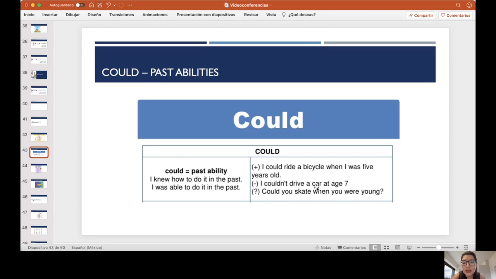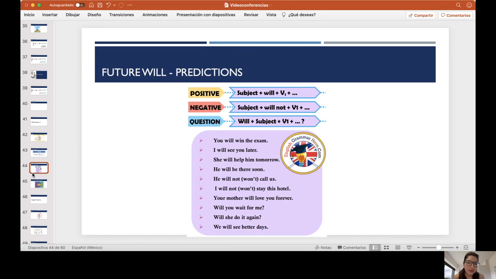Then we have, I couldn't drive a car at the age of 7. Of course, nobody could do that. I couldn't drive a car when I was 7. Could you imagine? Okay. And questions. Could you skate when you were young? Yes, I could. These are the things that we did in the past, abilities in the past. In other words, this is the past of the modal verb can. Okay, so I'm going to talk about that in a moment.